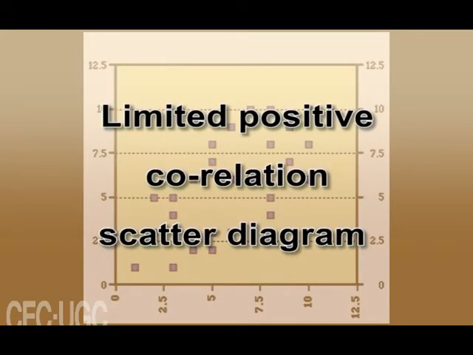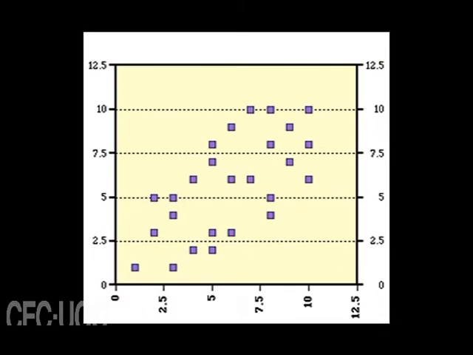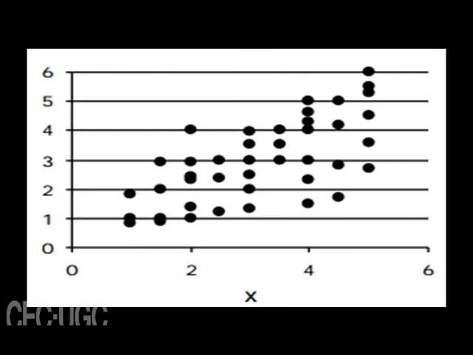Next, limited positive correlation scatter diagram. When an increase in one variable is always followed by a corresponding but non-proportionate increase in the other related variable, then the correlation is said to be positive limited degree correlation. So, on the screen, the diagram is coming.